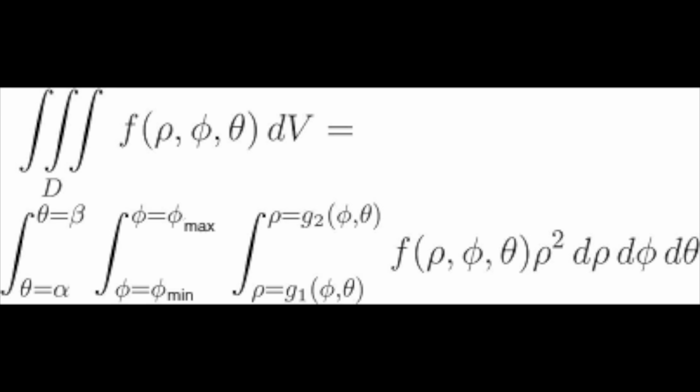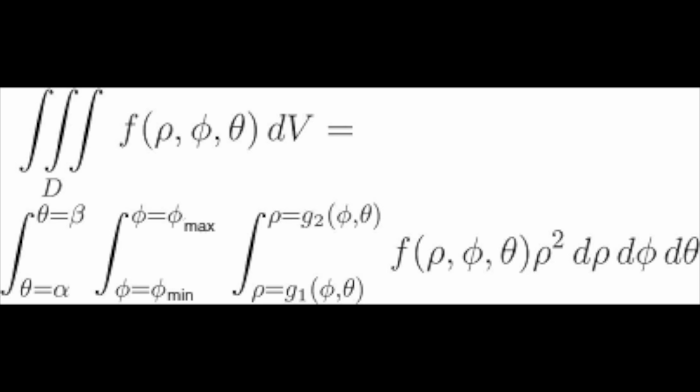Based on this information, we can conclude that the volume using triple integrals with spherical coordinates is the triple integral over some region D of f of rho, phi, and theta times its corresponding dV value. And this really just equals the inner integral with respect to rho from g1 of phi and theta, which is the bottom surface, to the top surface, which is the upper bound, g2 of phi and theta.